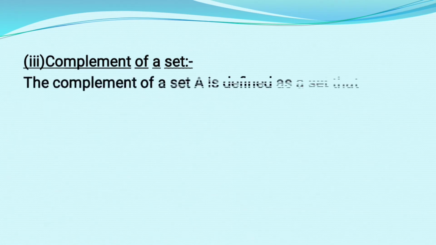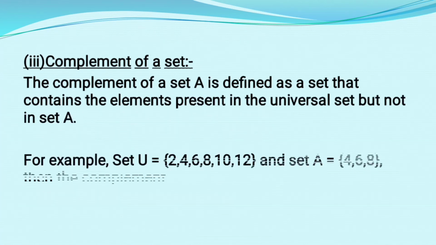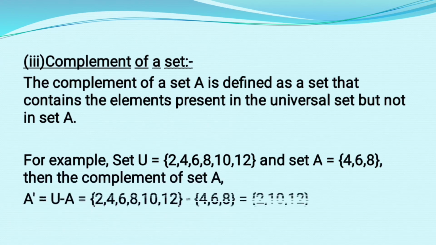Complement of a set. The complement of a set A is defined as a set that contains the elements present in the universal set but not in set A. For example, set U is equal to {2, 4, 6, 8, 10, 12} and set A is equal to {4, 6, 8}. Then the complement of set A is equal to U minus A, that is {2, 4, 6, 8, 10, 12} minus {4, 6, 8}. Common elements will be cancelled out. The complement of set A will be {2, 10, 12}.